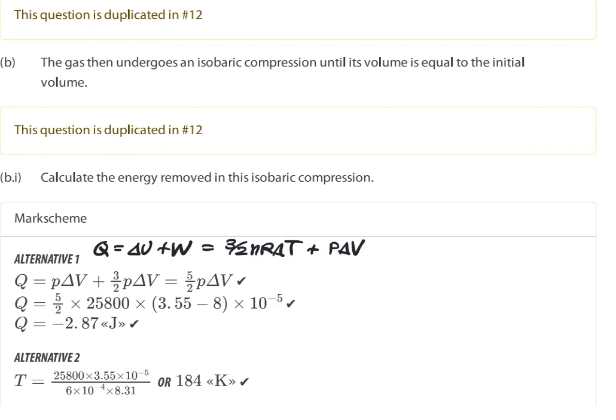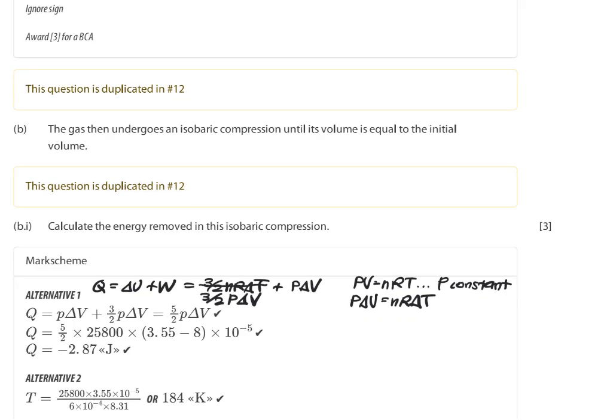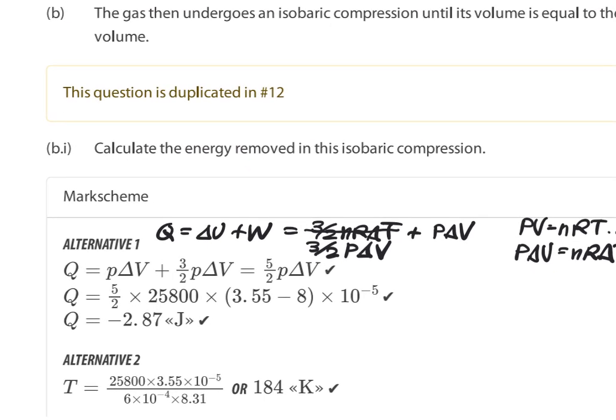Now we can't have temperature and volume together like this. We need to keep things consistent. With a constant pressure, a change in volume is proportional to a change in temperature: P delta V equals nR delta T. Why do we care about this? Because I can take the 3 halves nR delta T and turn that into 3 halves P delta V. Boom, and that explains where this is coming from.